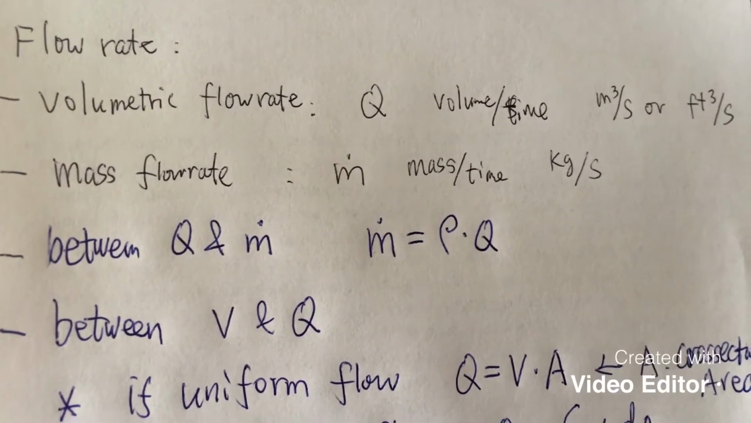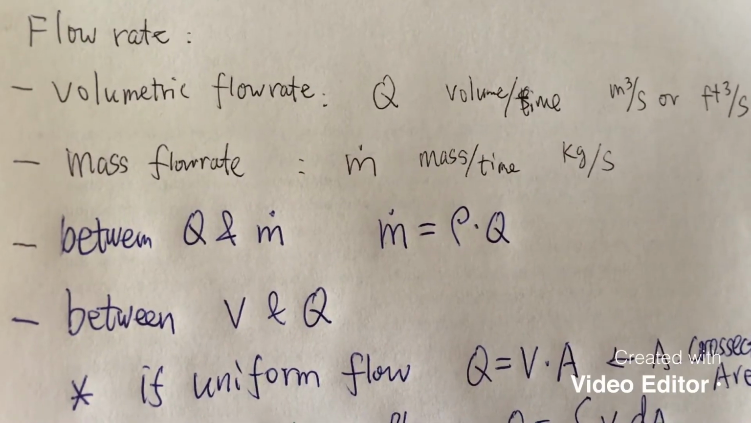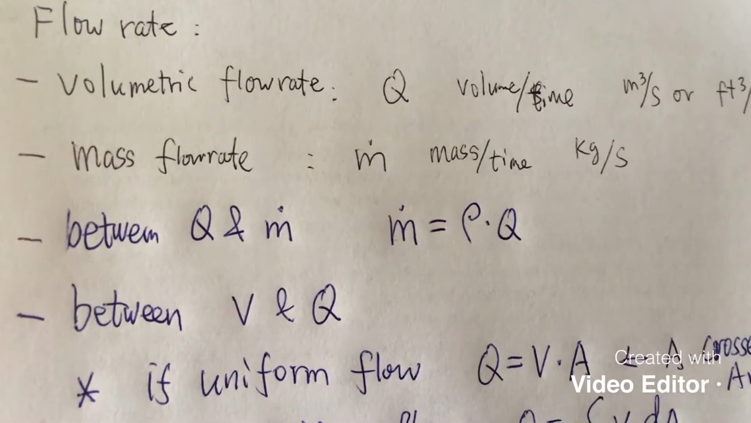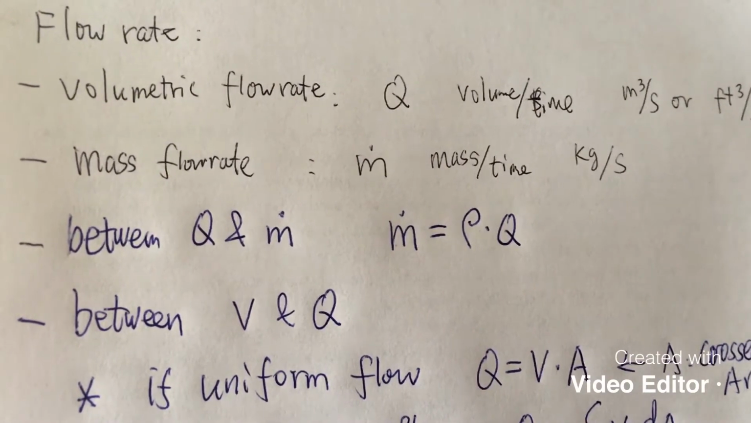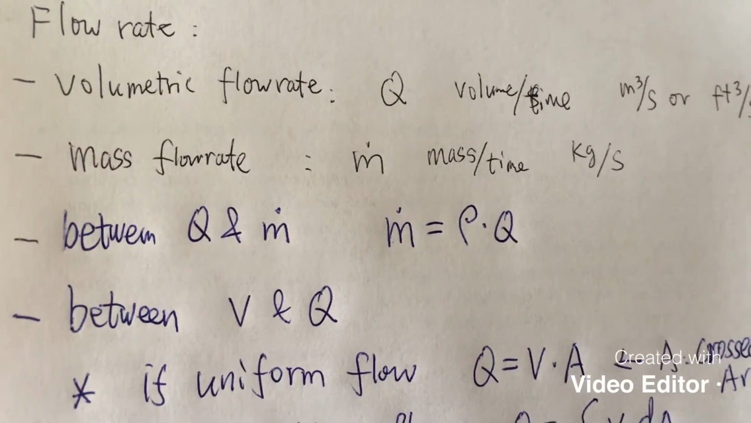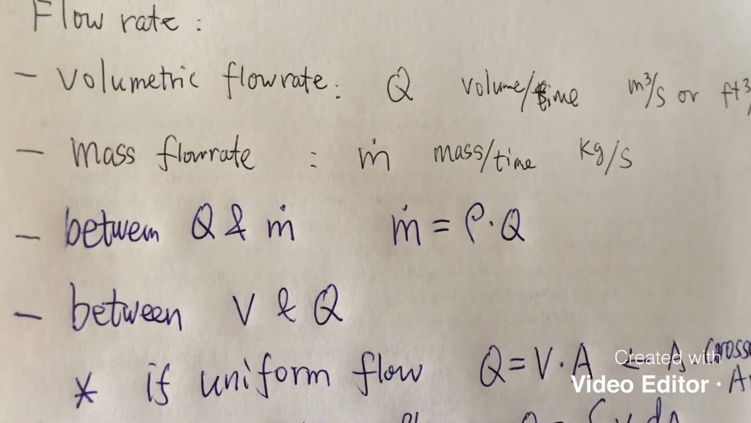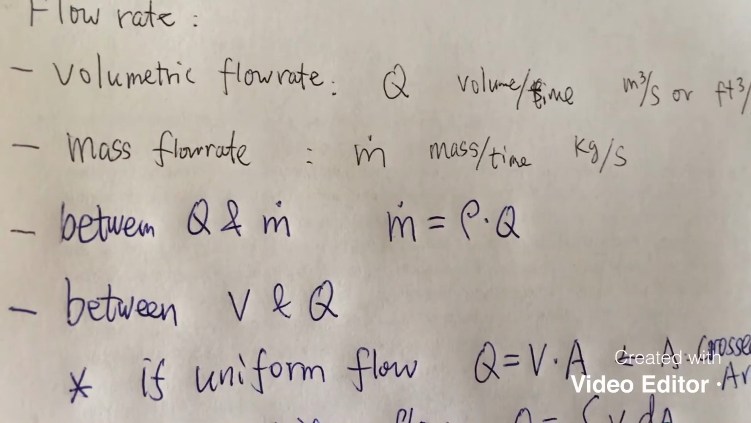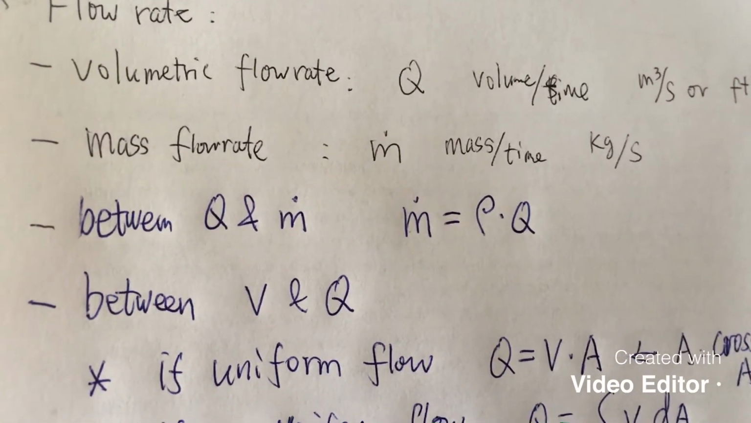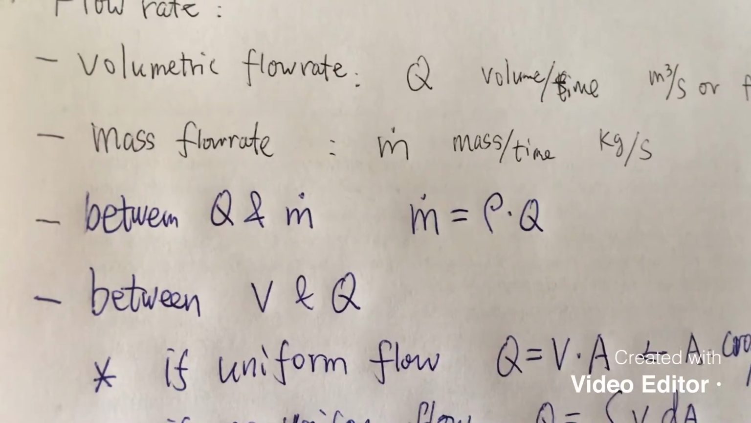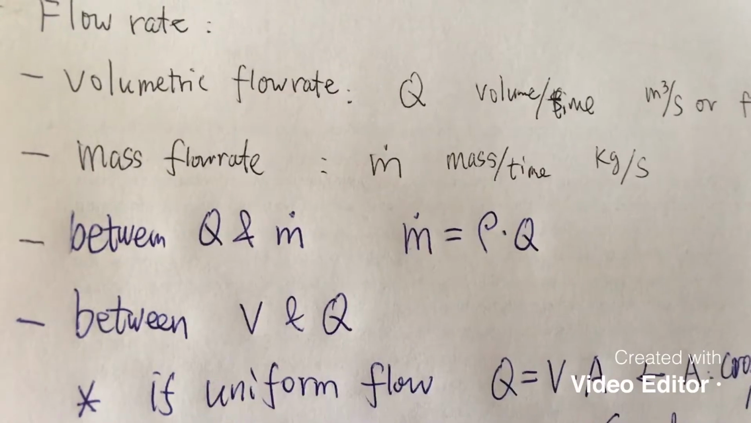The other flow rate often used is called mass flow rate. We use m dot to represent the mass flow rate. So it's the mass of the fluid per time. The unit in SI is kilogram per second. So these are the two commonly used flow rates.